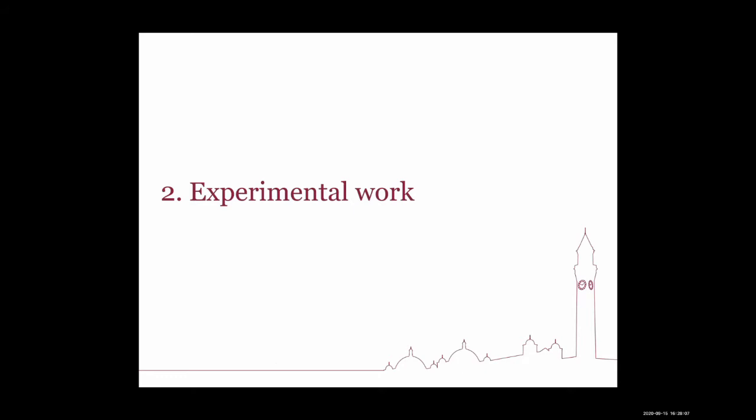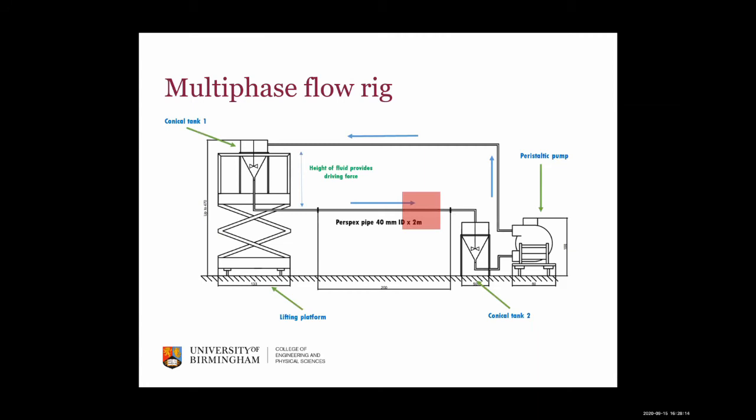And the second part is our experimental setup. This is a flow rig that we are using to test the pipe flow. This is a closed loop, and we can start from this pump on the right side. This pump will pump a certain amount of liquid, and it can control the flow rate.